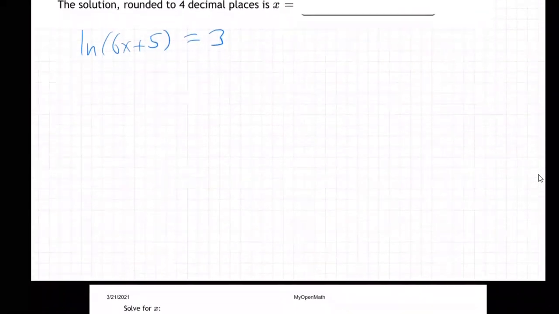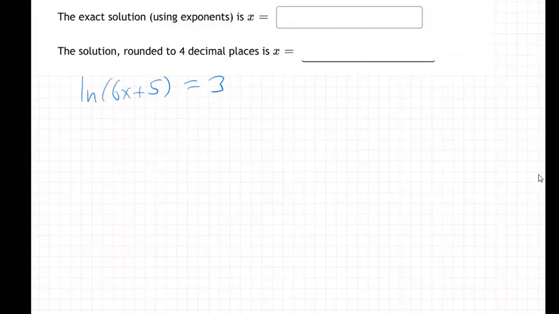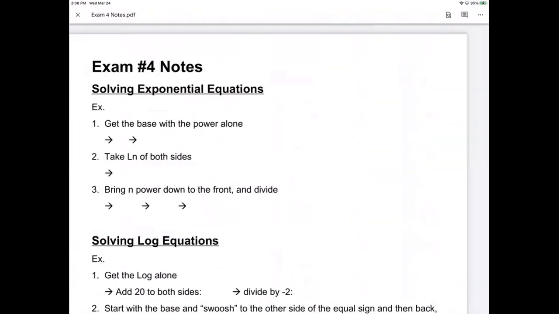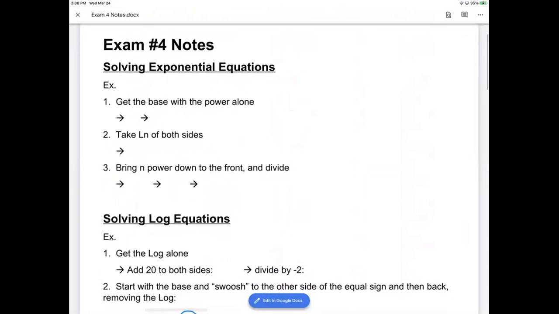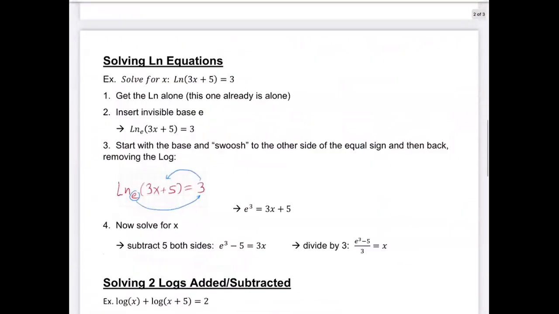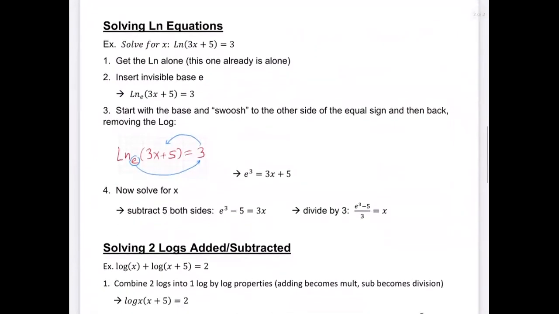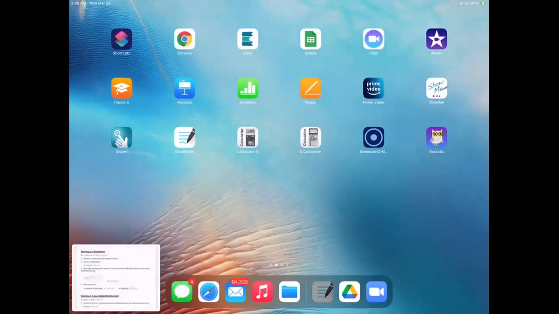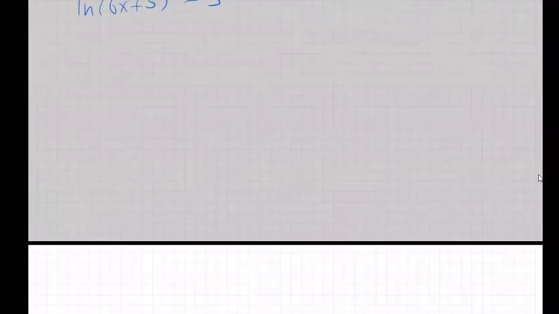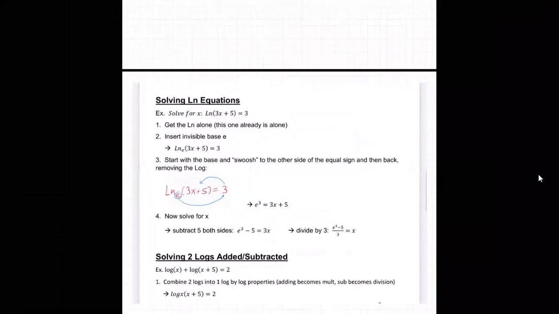Well, if you go to the notes, let me grab them real quick. Here's the exam 4 notes. Solving an exponential, whoops, we go to solving logs and solving natural. There we go. There's what we're looking for. Solving natural log. That's what we're doing on this one. Let me bring that back. Right, we have a natural log. Perfect. Solving the natural log. Pop it in there. There it is. Okay. So how do we do it?